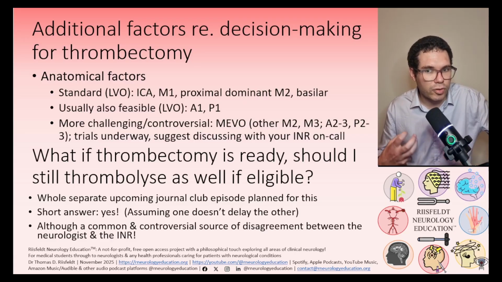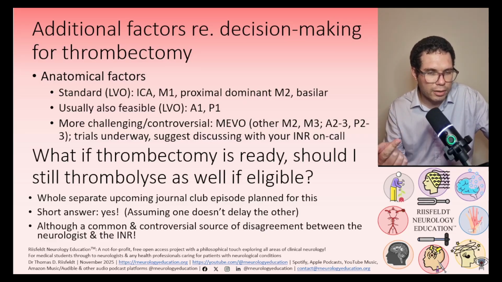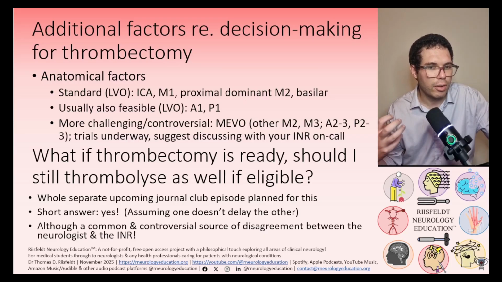So for your standard LVO, your large vessel occlusion, fair game is the ICA, the internal carotid artery, the M1, so the first branch of the middle cerebral artery, the proximal dominant M2, or the basilar artery. Usually, the other feasible sites regarding LVOs are the A1, so the anterior cerebral artery, first part, or the P1, so the posterior cerebral artery, first part. So that's usually all fair game in terms of accessibility for intervention.